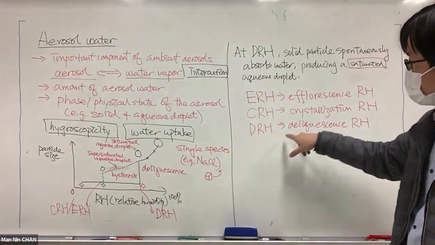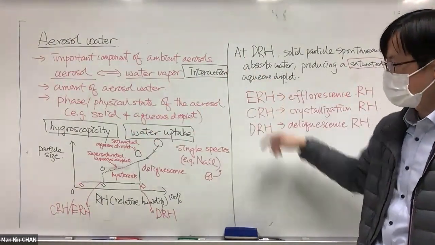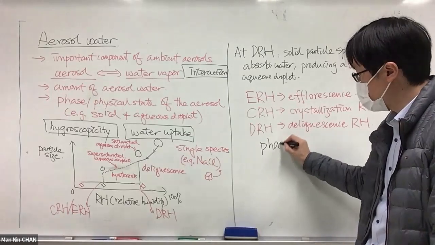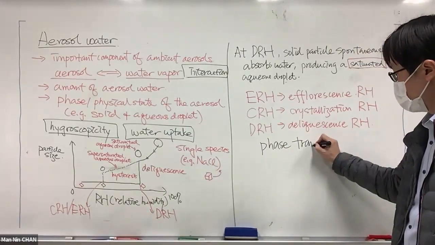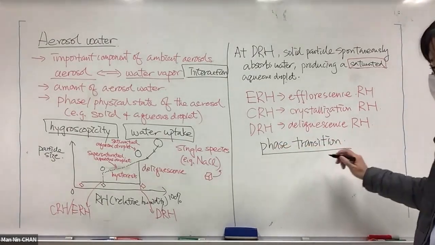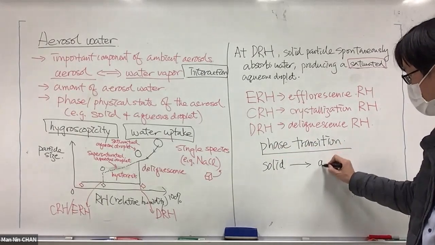So therefore, these are some terms. When you describe the hygroscopicity of an aerosol, you come up with this one. This is related to what we call the phase transition. So basically it means you can have a solid become an aqueous droplet.